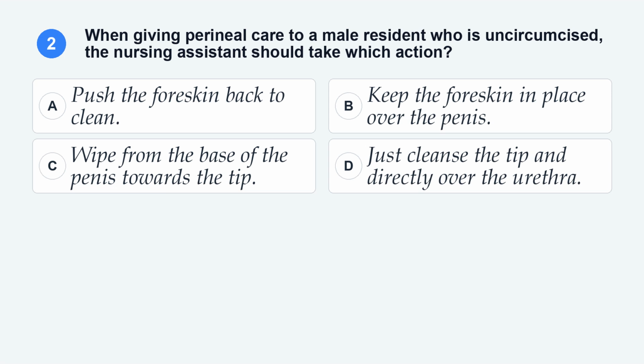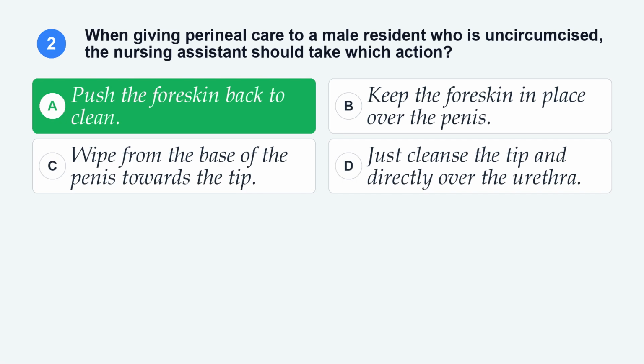Question 2. When giving perineal care to a male resident who is uncircumcised, the nursing assistant should take which action? Option A. Push the foreskin back to clean. Option B. Keep the foreskin in place over the penis. Option C. Wipe from the base of the penis towards the tip. Option D. Just cleanse the tip and directly over the urethra.